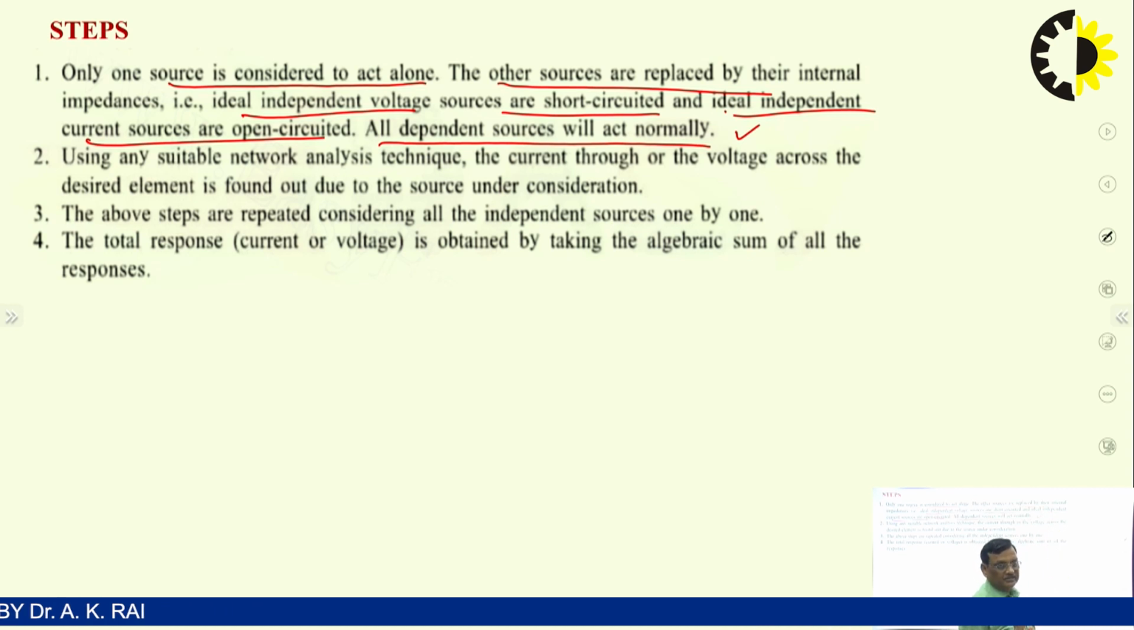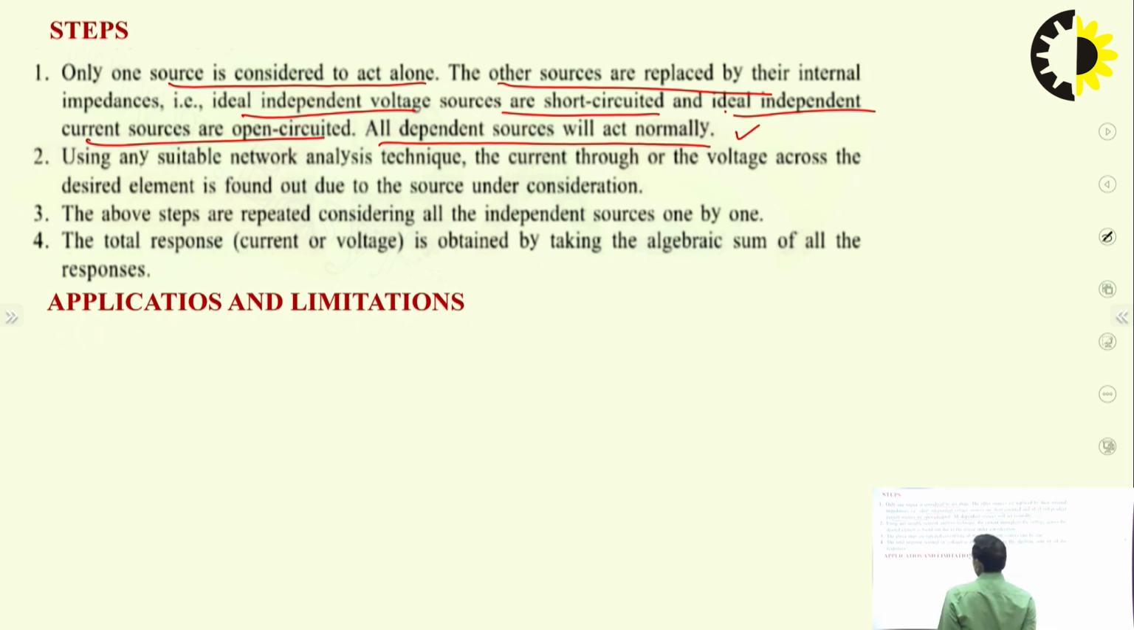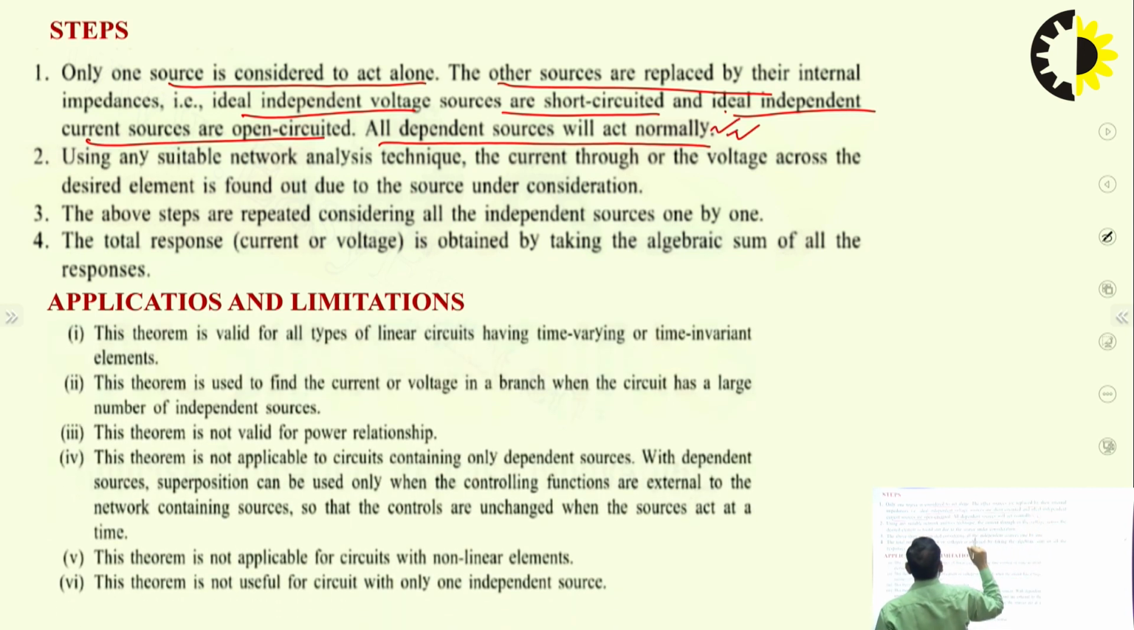All dependent sources will act normally. We only replace the independent sources, and all the dependent sources will act normally, and we must take care of this. Now, using any suitable network analysis technique, depending upon the type of the network circuit configuration, we can apply either Kirchhoff's voltage law or Kirchhoff's current law. The current through or voltage across the desired element is found due to the source under consideration. The above steps are repeated considering all independent sources one by one. The total response, either voltage or current, is obtained by the algebraic summation of the responses.